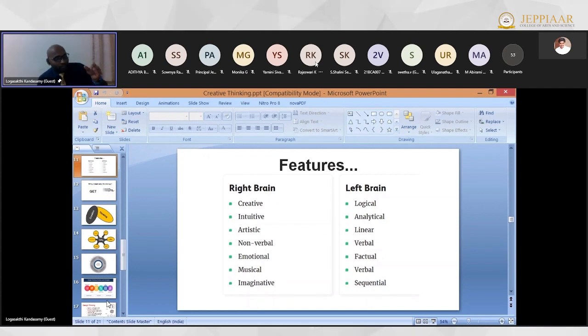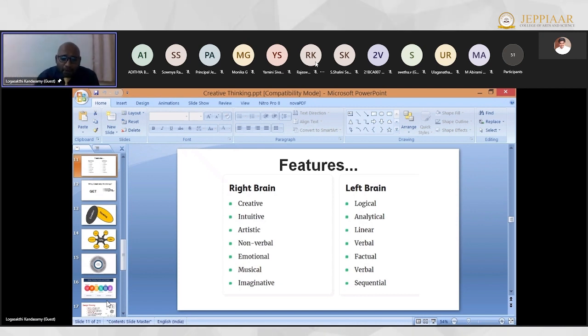But still, using the left hand is good for something: we can activate the right brain very easily. More often we use the right hand, but we are activating the left brain. See, this is a quality or characteristics of the right and left brain.